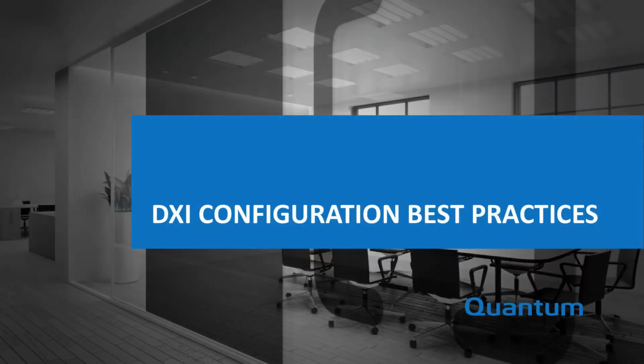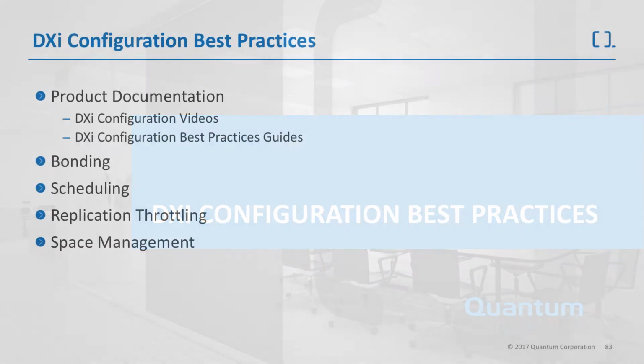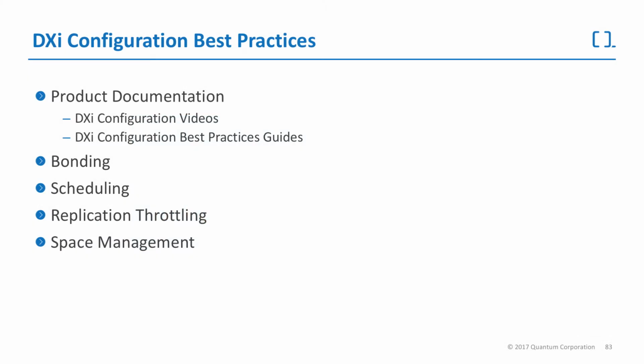So now that you better understand the graphic user interface, let's cover some best practices regarding the configuration of your DXi. For best practices, you'll want to have a firm grasp on 5 specific areas to get the full benefit out of your DXi deployment. First, you'll want to know where to go for further information about your system. Our documentation centers are full of very specific information and walkthroughs. Additionally, you will want to know about bonding, the scheduling of events, and even replication throttling. Then we'll wrap up this section with space management tips.